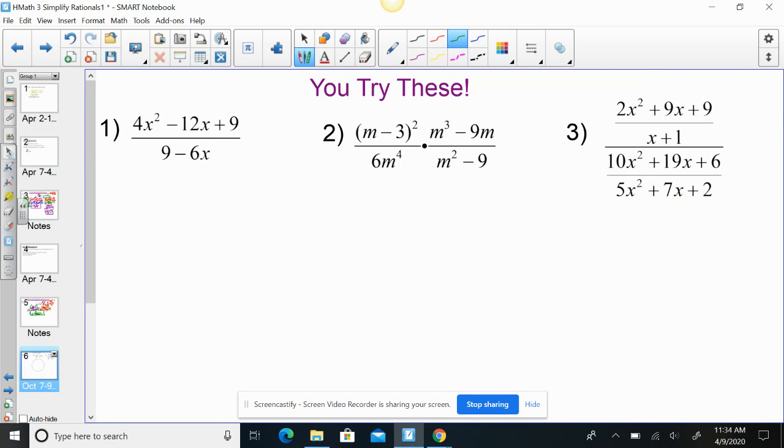All right, so here are some to try. I would love for you guys to try these 3. They are challenging. I will be working on these in my office hours.